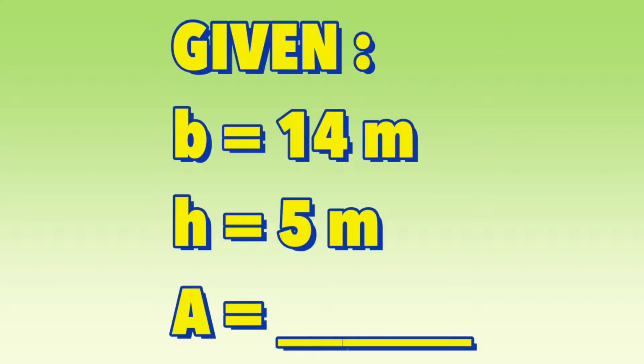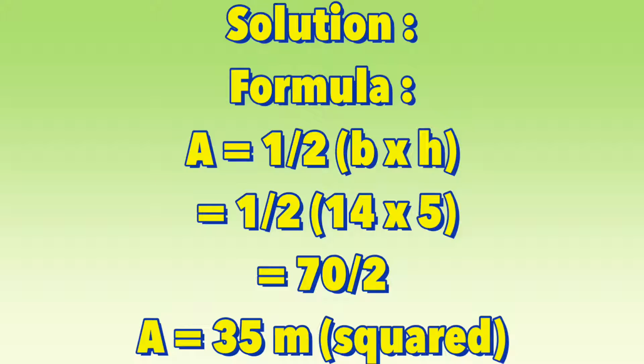Now, we have the base 14 meters, height equals 5 meters, and the question of the problem is to find the area of a triangle. So to find the area of a triangle, for our solution, we have to recall the formula for finding the area of a triangle. So area equals 1/2 of the base times height.